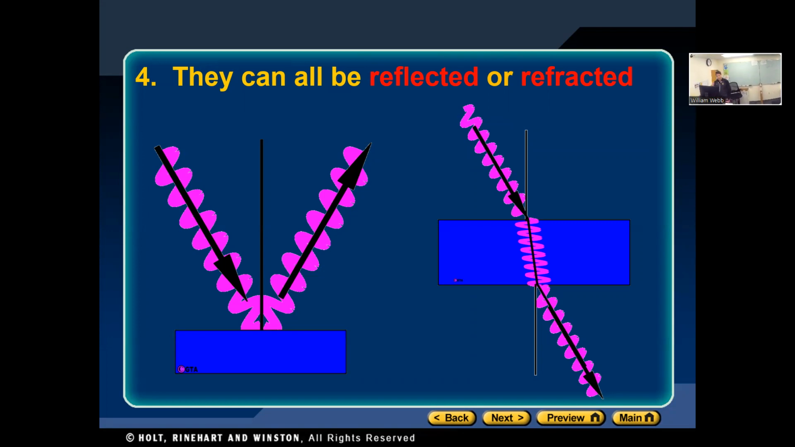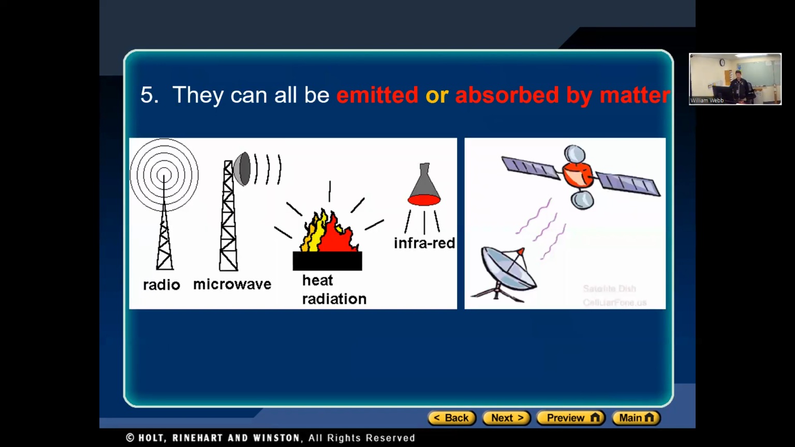So when it's reflected, it bounces off. When it's refracted, it changes its speed and bends. We'll dig into those terms more as we get further along. But all of them, radio waves, microwaves, gamma rays, all of those different kinds of electromagnetic radiation can do both. They can also all be either emitted or absorbed.